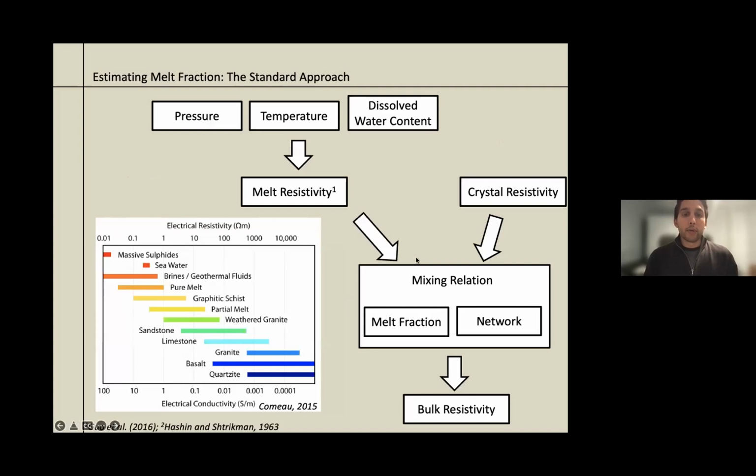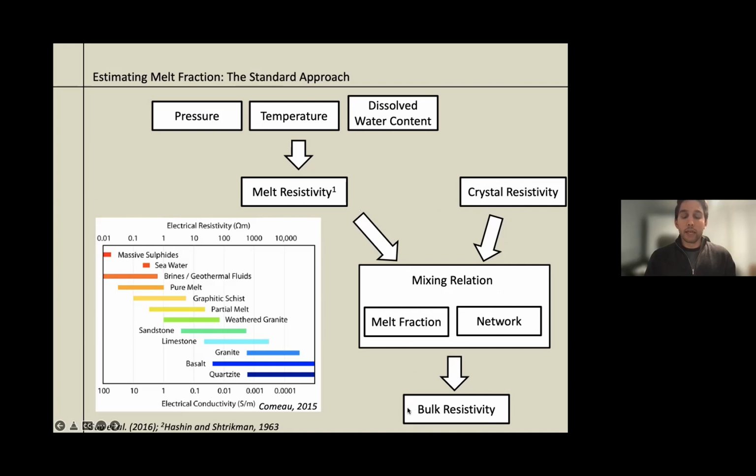This is what I would call the standard approach to doing this. It follows a workflow where you have bulk resistivity, which is what you're after at the end, and it can be estimated from all these different parameters. There are a lot of parameters here. You've got pressure, temperature, and dissolved water content, which are related to melt resistivity based on some empirical relationships. Then you've got the crystal resistivity, and you combine the melt resistivity and crystal resistivity in some sort of mixing relationship, which is based on either empirical studies or theoretical modeling. And from that, you can get the bulk resistivity.